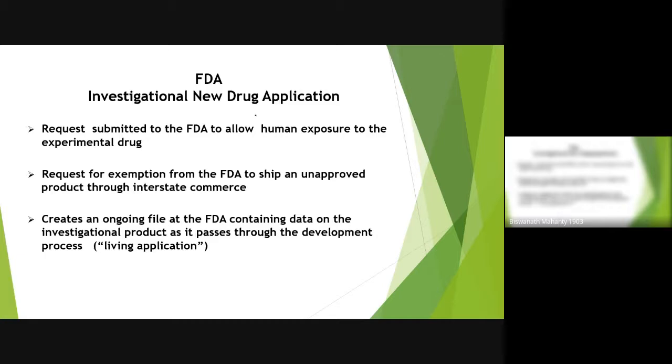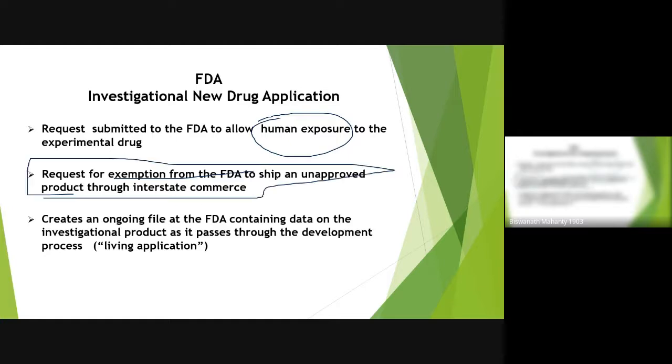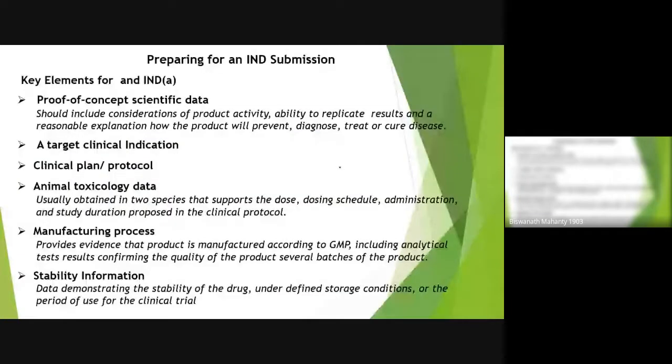For human exposure, the request is going to be put to the FDA. So you may have some request for exemptions from the FDA to ship an unapproved product. That is a different part. There may also be country-specific requirements. And the investigator needs to put in the applications on how we are going to go about this data collection process. So before you are applying, you need to put in key elements.